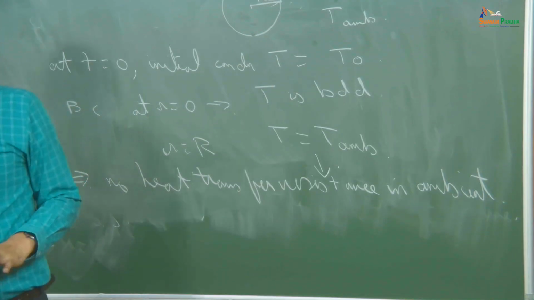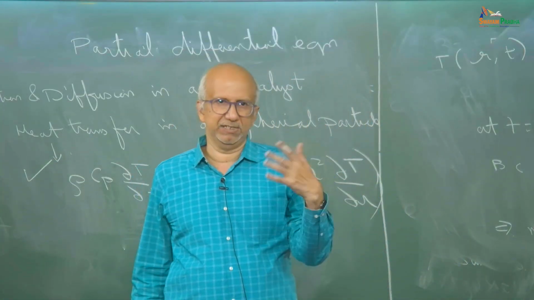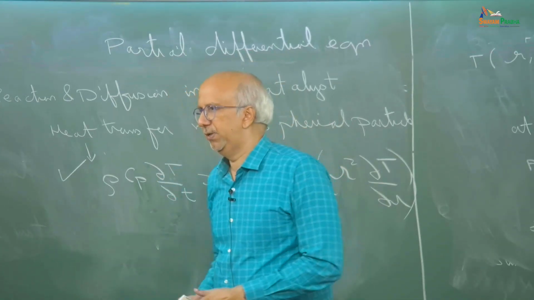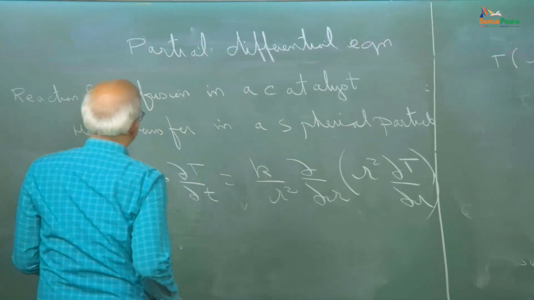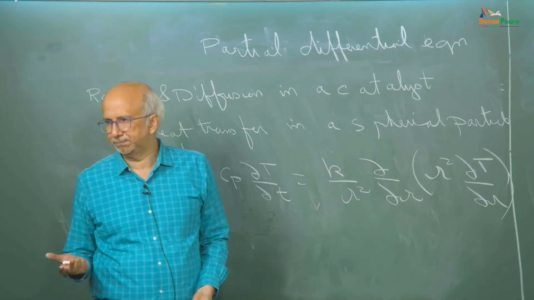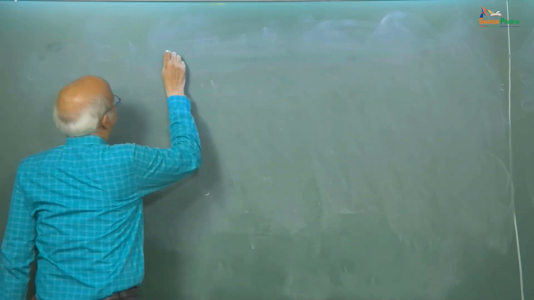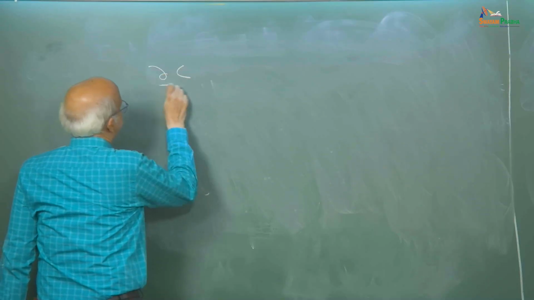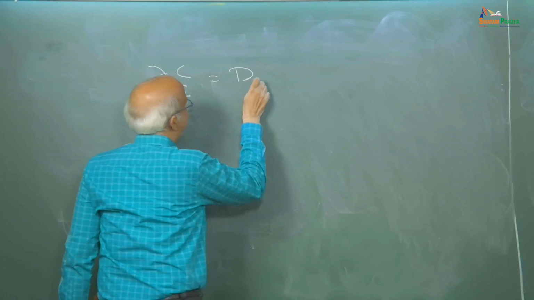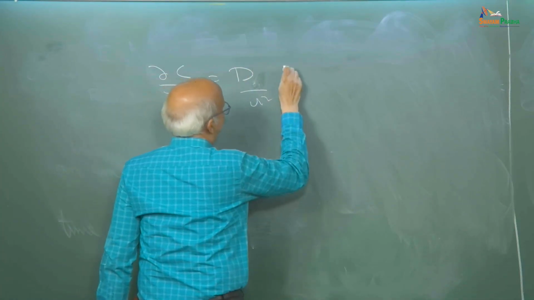Okay. So, basically this is an example of a partial differential equation which arises in heat transfer. Similarly, we can look at a problem in mass transfer. Only thing is, instead of temperature, I can put concentration. Okay. So, now dC by dt, and d by r squared.